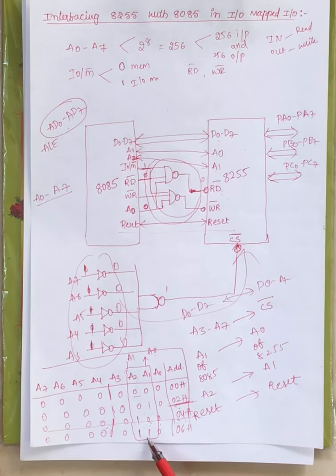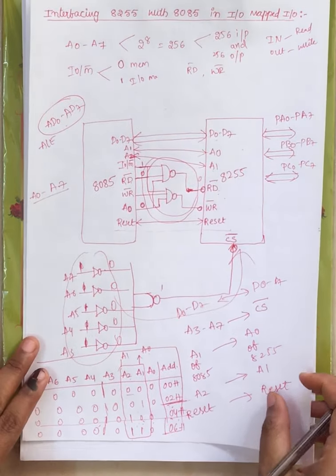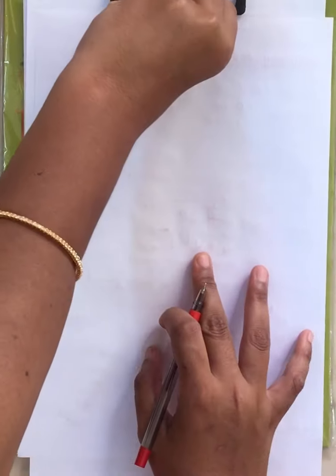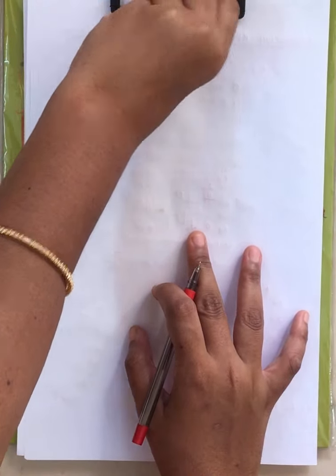Now for the control word register, A1 is 1 and A0 is 1. When both are 1, the control word register is selected. Now what is the address? 06H, right? Now this is how to interface your 8255 with 8085 under IO mapped IO, right? Now I will give a problem, then you will understand clearly, right?